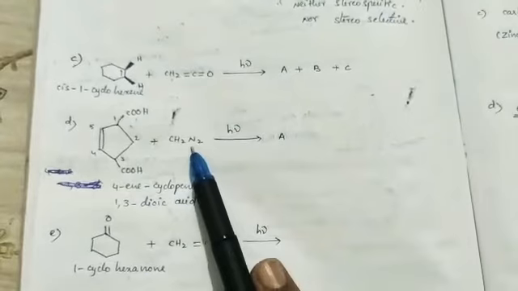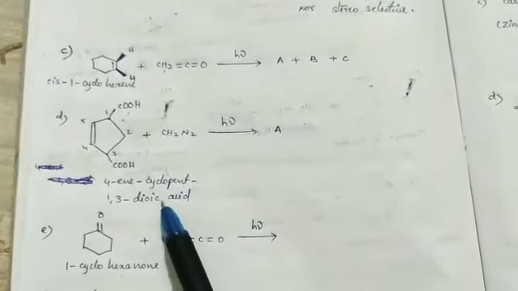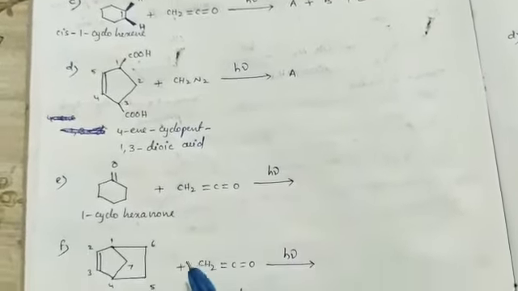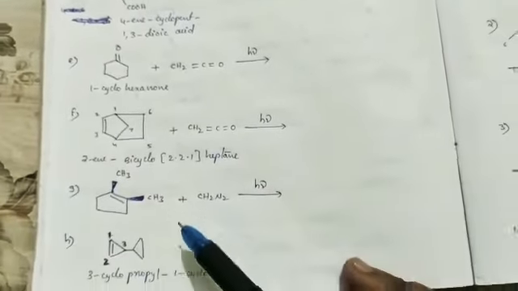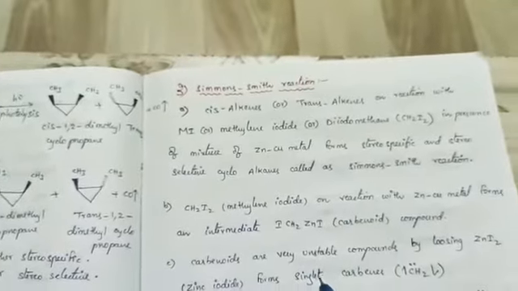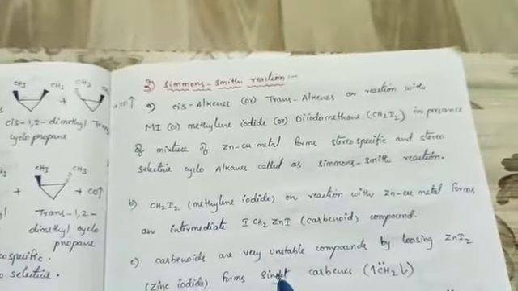By addition of diazomethane to this 1,3-dioic acid. So all of you do these examples on yourself. Now so far we have completed the preparation of cycloalkanes by two methods.